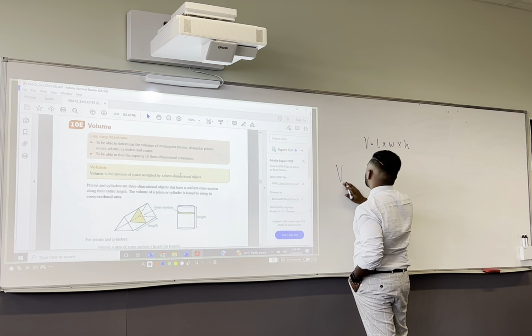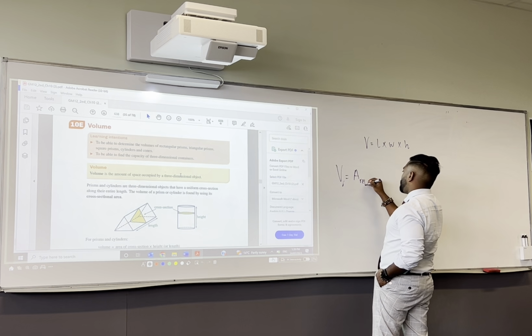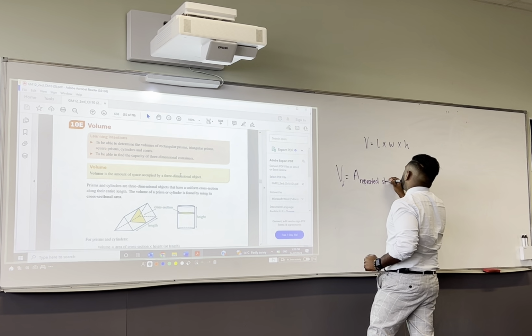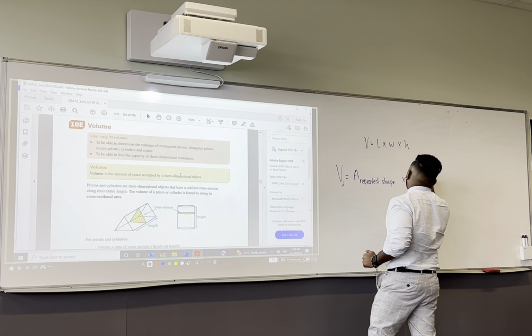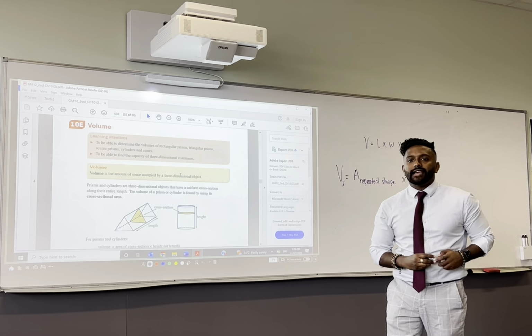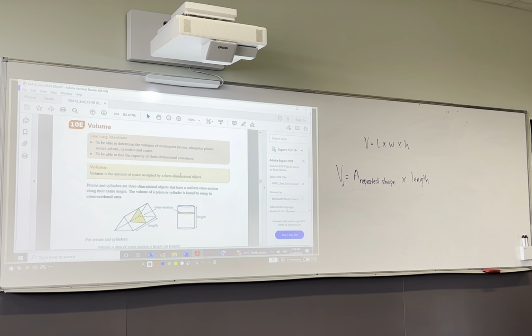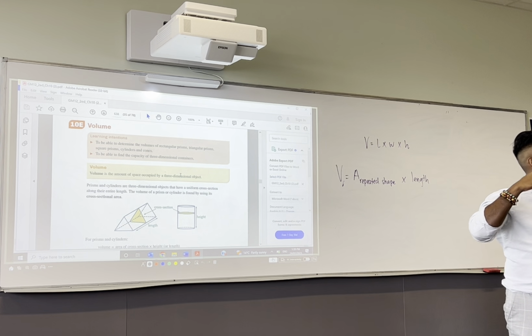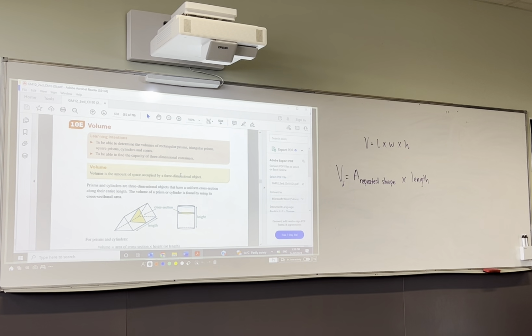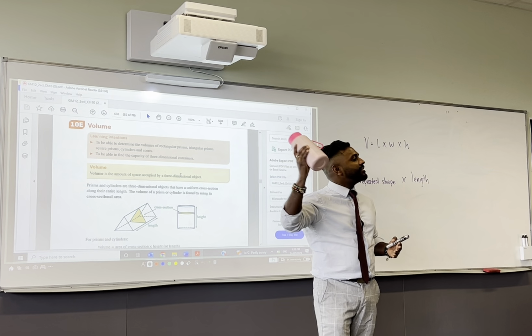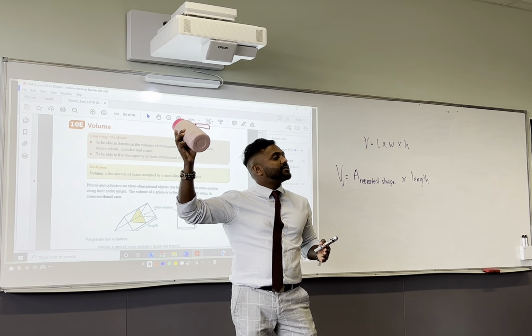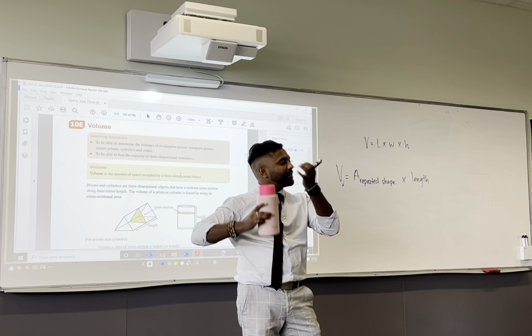Volume is equal to area of the repeated shape multiplied by the length. So, for example, if you wanted to take Taylor's drink bottle, assuming that it is a cylinder the whole way through, what do we have here? So here we go. What's the repeated shape here? Over here, Justin. The whole way through, what's the shape that's being repeated?